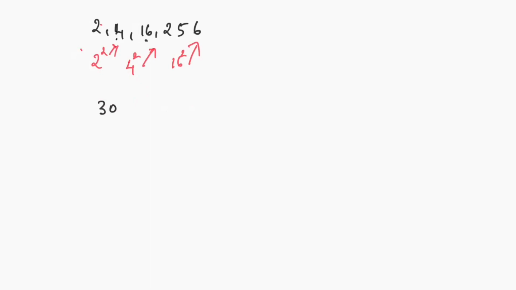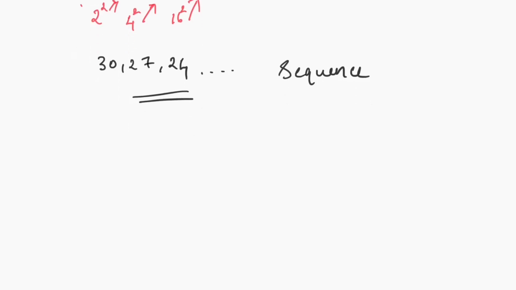Then next, if you take 30, 27, 24, etc. Again, if you take the preceding numbers, 27 minus 30 is minus 3, 24 minus 27 is minus 3. Again this is called a sequence. Okay, so you understood what is a sequence.